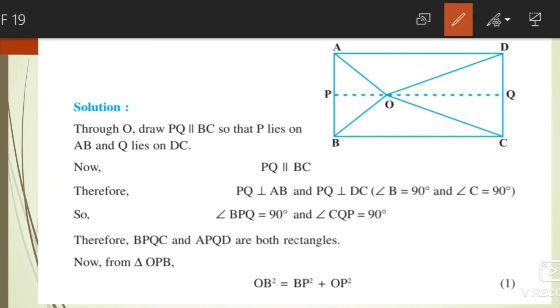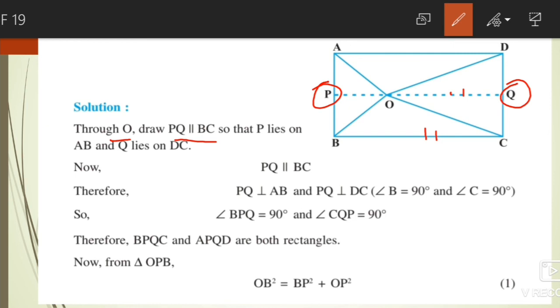Here I have to do a construction. What is the construction? Through point O, draw PQ perpendicular to BC, so that P lies on AB and Q lies on DC. So through the point O, I have to draw a line PQ which is perpendicular to BC, and P lies on AB, Q lies on DC.